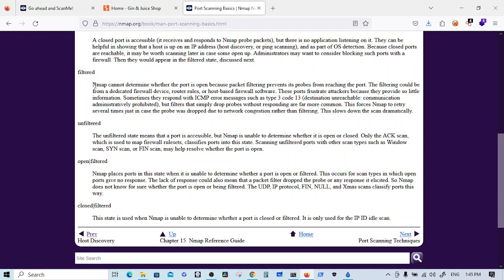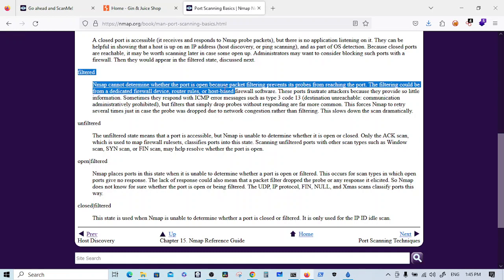Now filtered means that Nmap cannot determine whether the port is open because packet filtering prevents its probes from reaching the port. Basically it means there's a large possibility, like a 99% chance, that there's a firewall blocking the probes here. Unfiltered means the port is accessible, but Nmap is unable to determine whether it is open or closed.